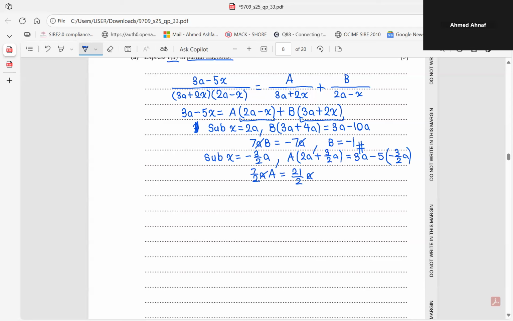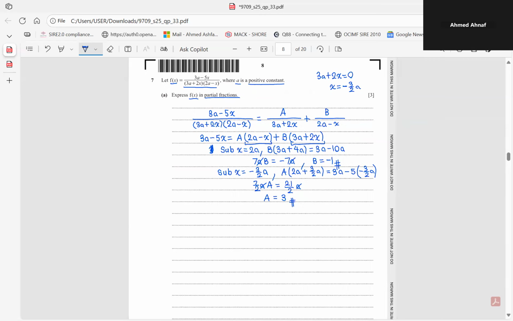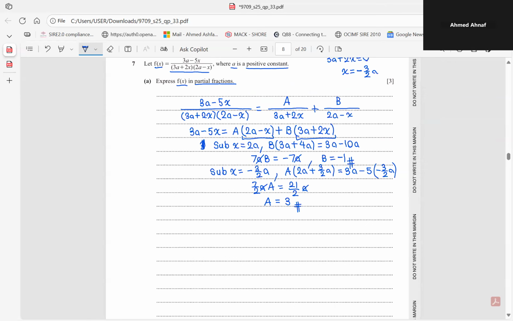So the a's cancel out, and you get 7 over 2 A equals 21 over 2. You'll get A equals 21 over 2 divided by 7 over 2, you'll get 3. So this is the value of a for this part.